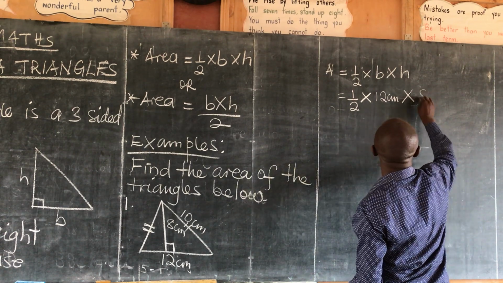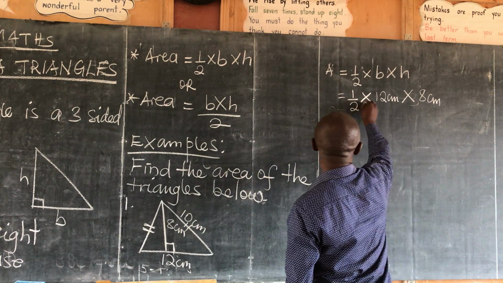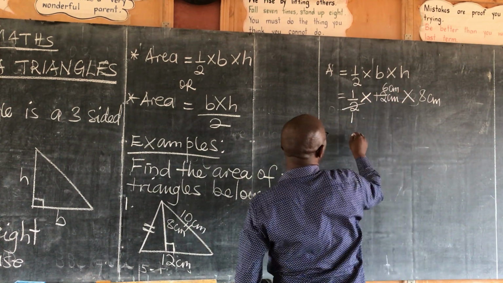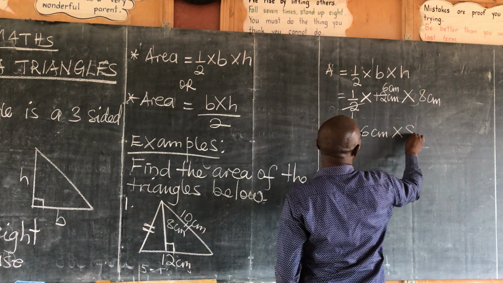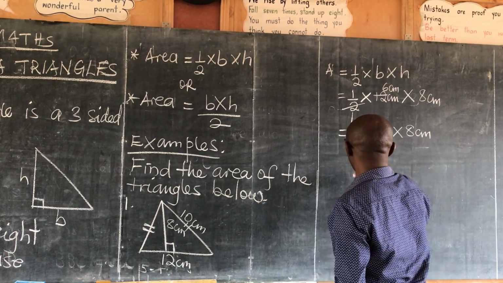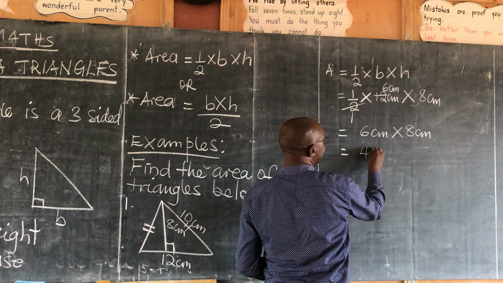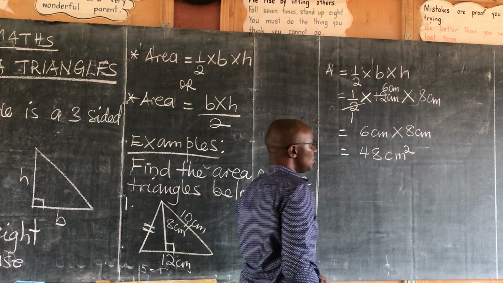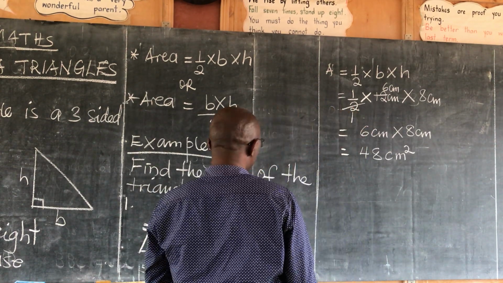So we can reduce by 2, 1 by 2, we have 6 centimeters. So we have 6 centimeters times 8 centimeters. And 6 times 8, that is 48. Cm times cm, that is cm squared. So that is the area of that triangle. So we go to our second example.